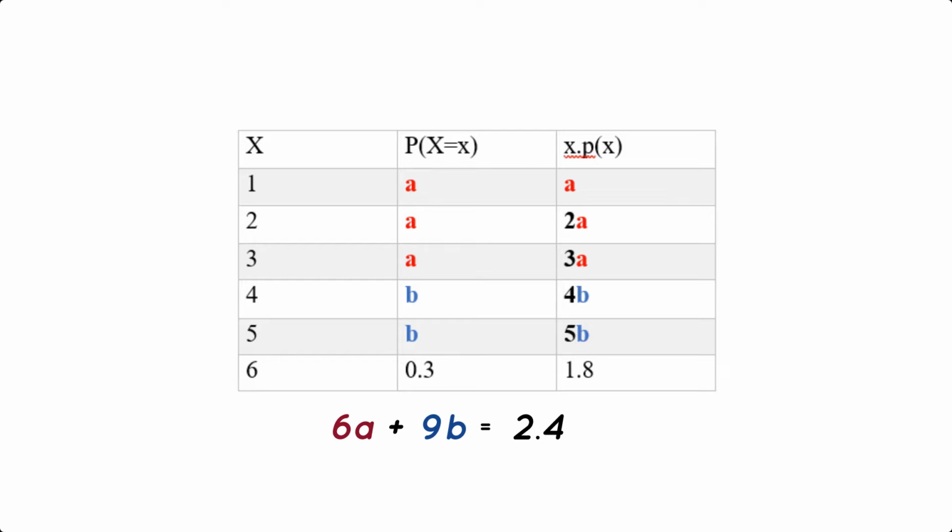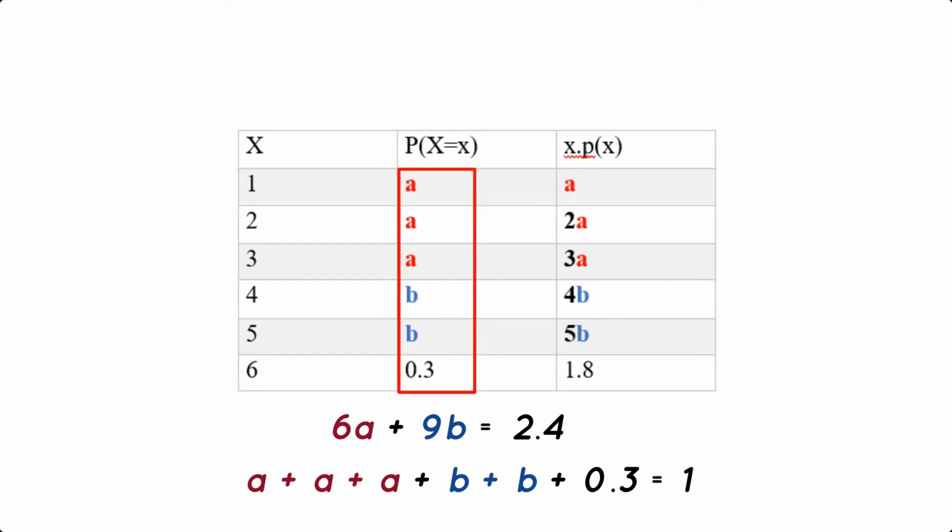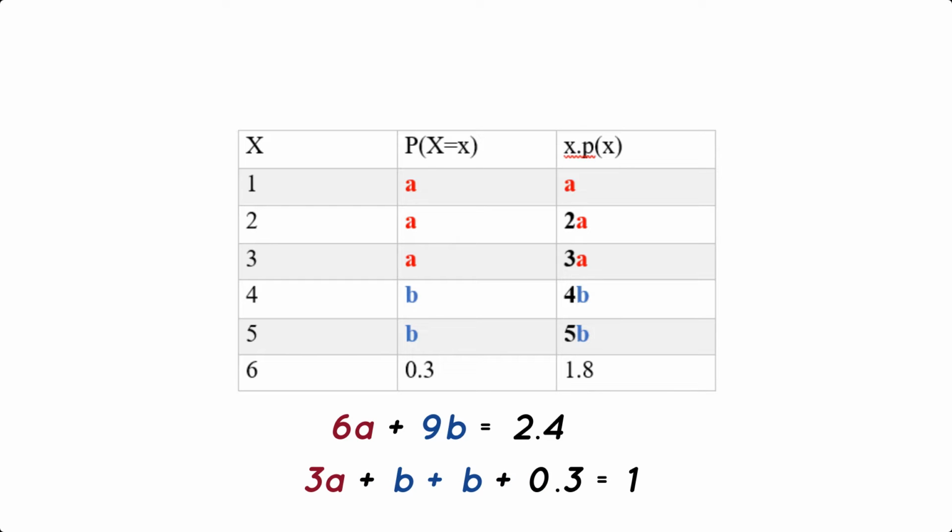So we need a second equation, for us to have 2 sets of linear equations to be able to get the value of a and the value of b. For us to get the second equation, we need to realize that the sum of all the probabilistic values in a discrete probability distribution must be equal to 1. So that simply implies that a plus a plus a plus b plus b plus 0.3 must be equal to 1. When we do a bit of algebra, a plus a plus a gives us 3a, b plus b gives us 2b, and we have 3a plus 2b plus 0.3, which is equal to 1.